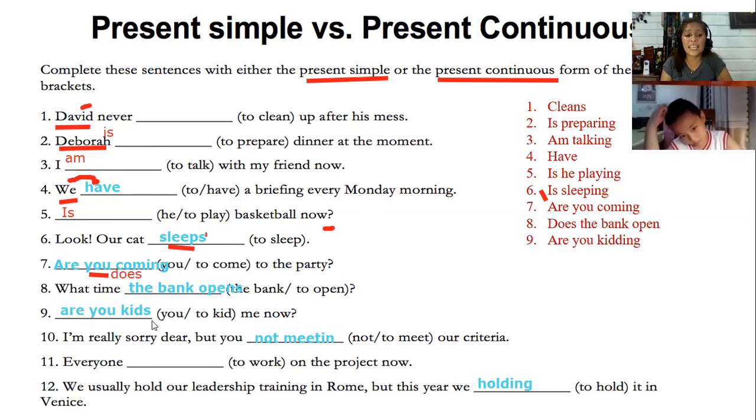This is kidding. It's kidding. Kids is noun. It's not a verb. Means kidding. You know what is kidding? Like making a joke. Are you kidding me? Are you making a joke to me? Okay, that's kidding. It's a verb. Okay, you try to change.